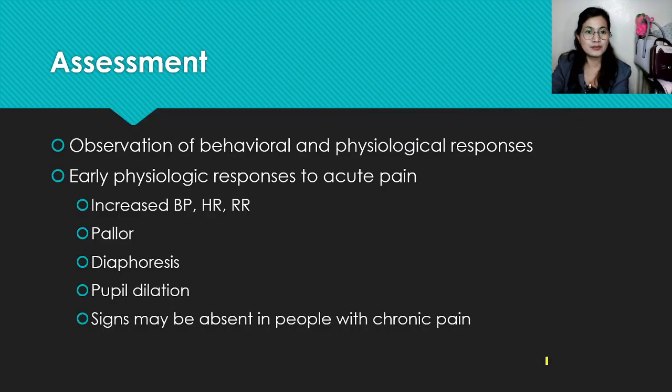Also, observe for behavioral and physiologic responses. In terms of the physiologic responses to acute pain, measure if there's any increase in the blood pressure, heart rate, respiratory rate. And then check the skin color. Is there pallor? Is there diaphoresis? What happens to the pupil? Is there dilation? Again, signs may be absent in people with chronic pain. You still need to ask more details, more questions to them.